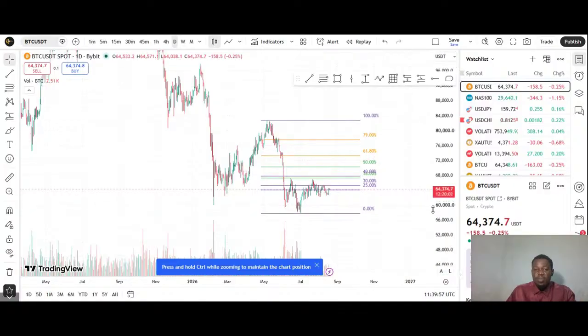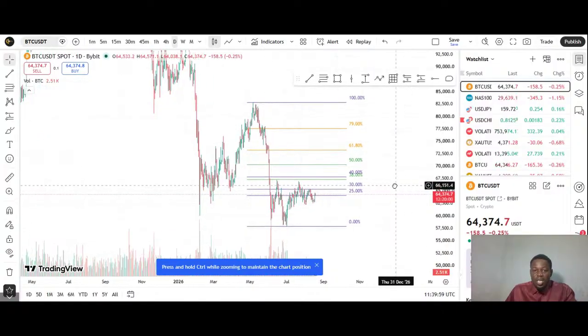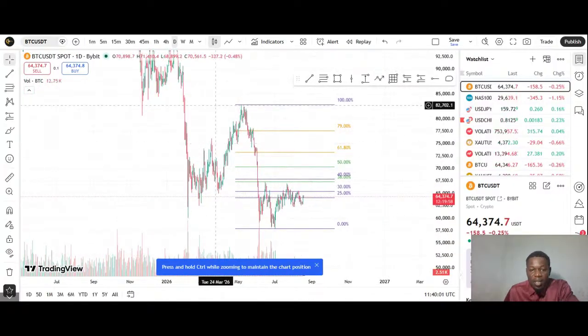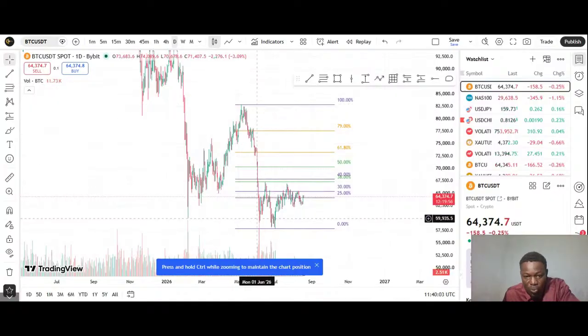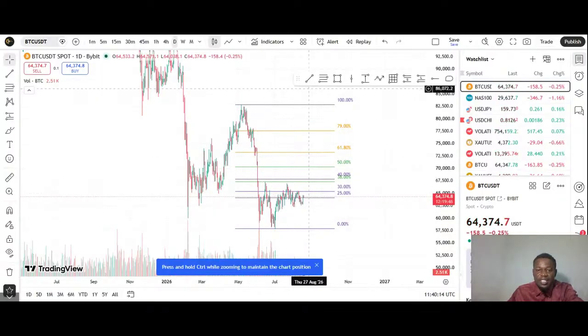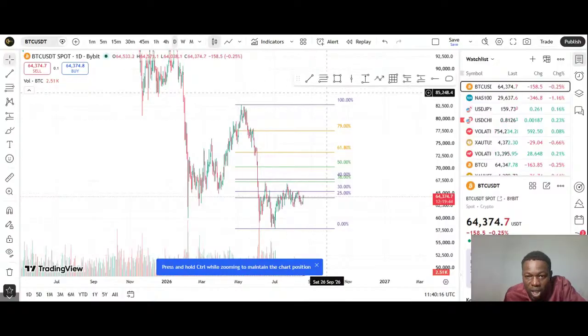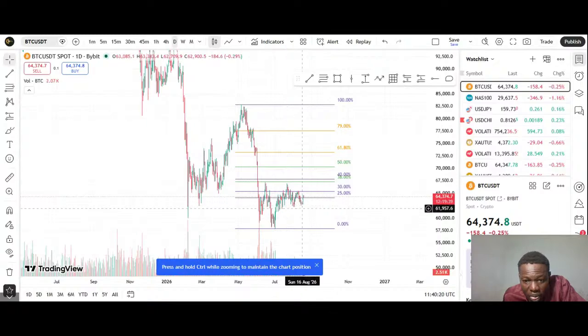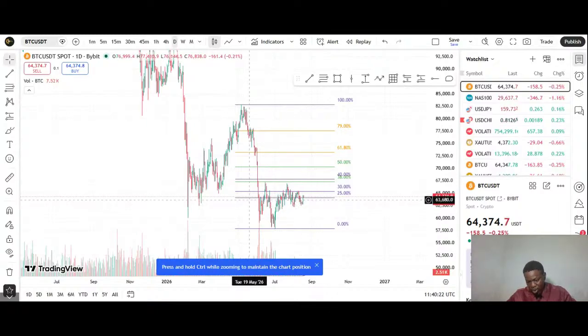Now this is it. This is our swing high, and this is our swing low. This is what I used as my swing low. So now we are expecting price to reverse. Now, first of all, this is your swing high, this is your swing low, right?